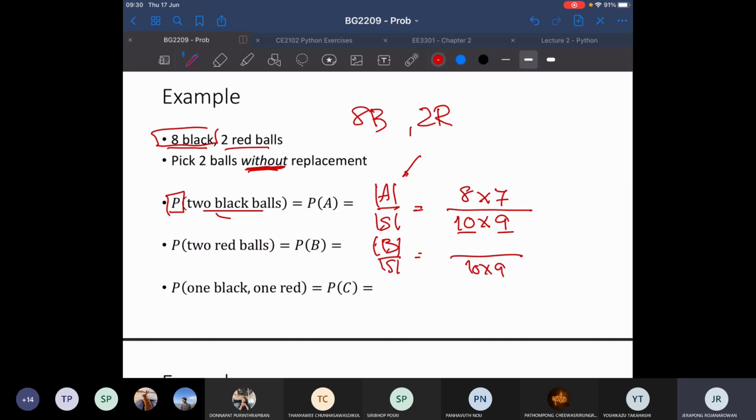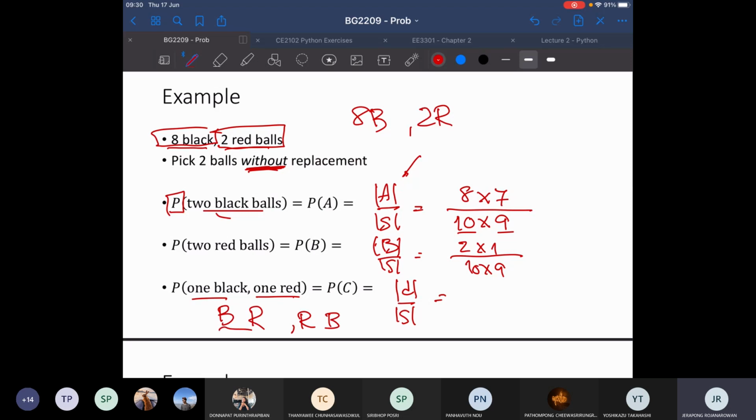This one, 2 red balls is going to be 2, right? 2 ways for the first ball, 1 way for the second ball. And what about C? 1 black and 1 red. Here's the deal. 1 black and 1 red means you can pick black and then red, or pick red and then black, right? There are 2 ways.